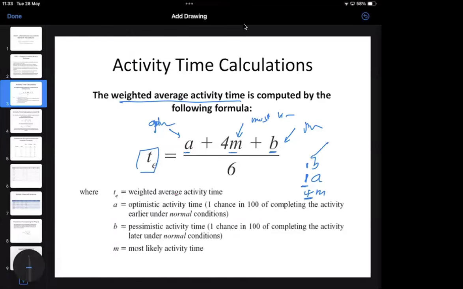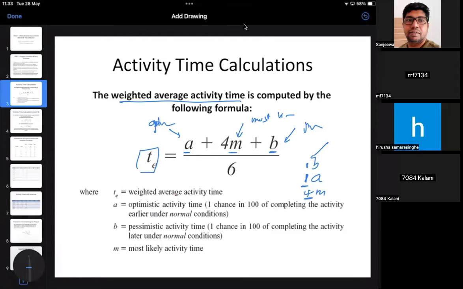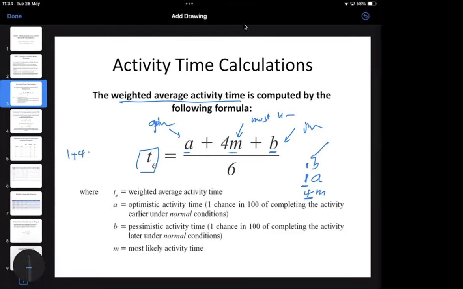Right? Then if you get the summation of the weights, the total weight is 1 plus 4 plus 1 equals 6. If you want to get the average, the value should be divided by 6. That's why the upper part of the formula has been divided by 6. Keep in mind the formula: the weighted average activity time equals A plus 4M plus B divided by 6.